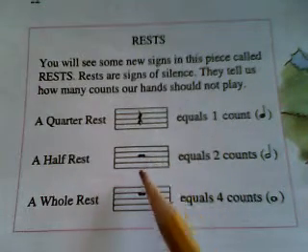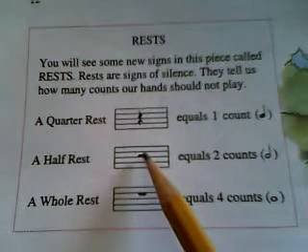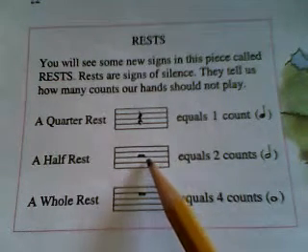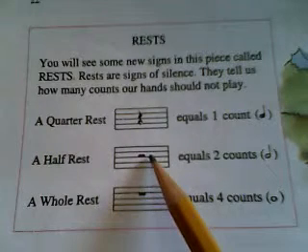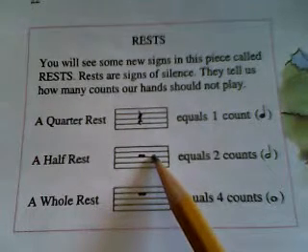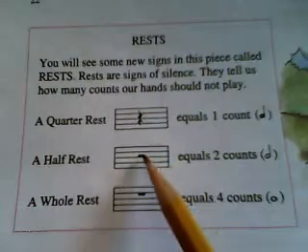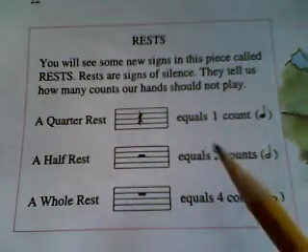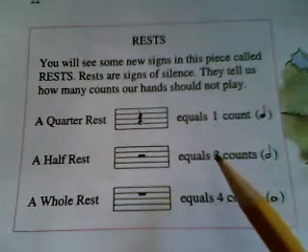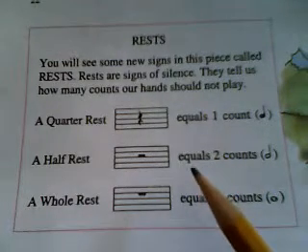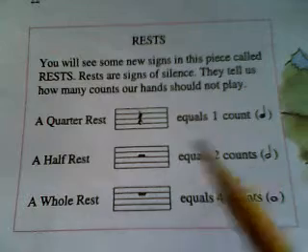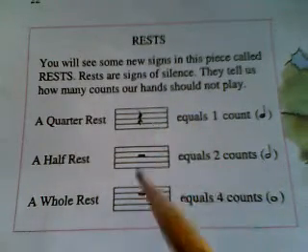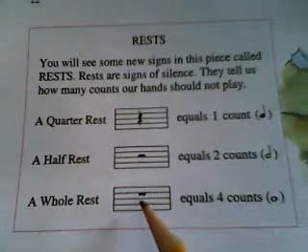Then there's a half rest. Now notice it's a little rectangular box filled in above the middle line. It will always be there. A half rest will always be indicated on the middle line of a stave or a staff and will always be above the line. It is equal to the half note and will always get 2 counts. Now there are no dotted half rests like there are dotted half notes. All rests are quarter rest, half rest, and then finally the whole rest.